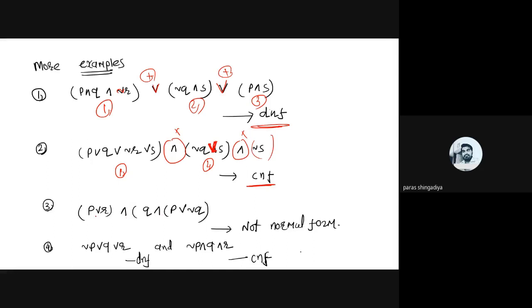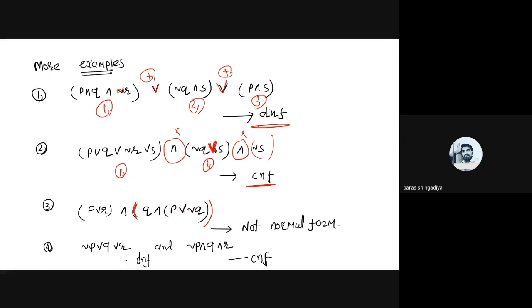Then after the third one, (P or R) and then again two brackets are given, this one: Q and (P or negation Q). So it is not in proper form. Proper form means a sum of elementary product or a product of elementary sum. Because it involves a mixed type of operator, that is AND, then Q and (P or negation Q). Clear? This bracket is important for us. Q is combined with this bracket also. So therefore, we cannot say it is one type of normal form.